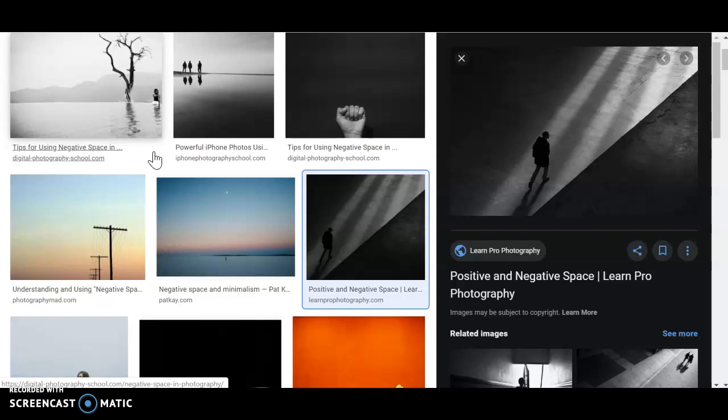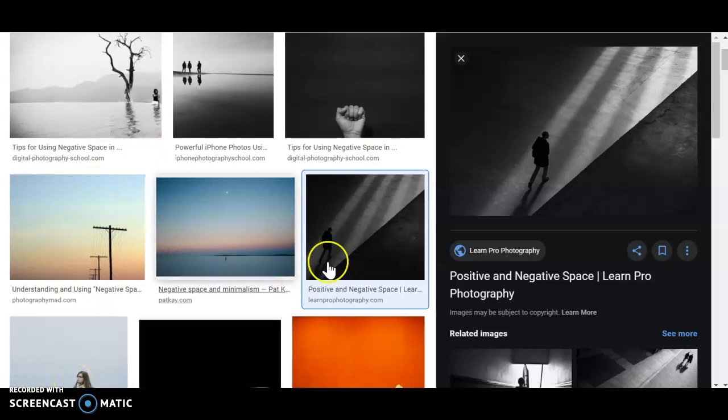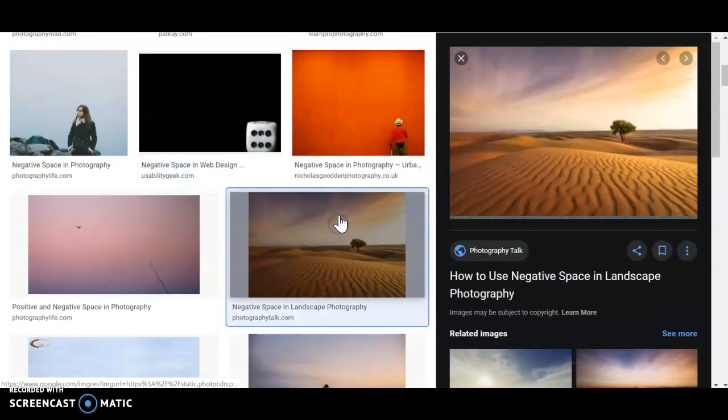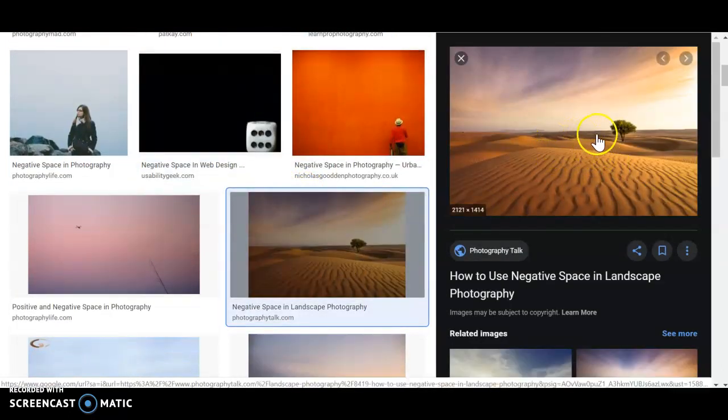So this man walking in the dark is positive space. He's just a silhouette, but the negative space is all the space that he's walking through and near and next to. This is a little bit of a harder thing to get just right when you're talking about negative space. It's kind of subjective sometimes. You've got a desert and a sky as the negative space, and the tree is the positive space.